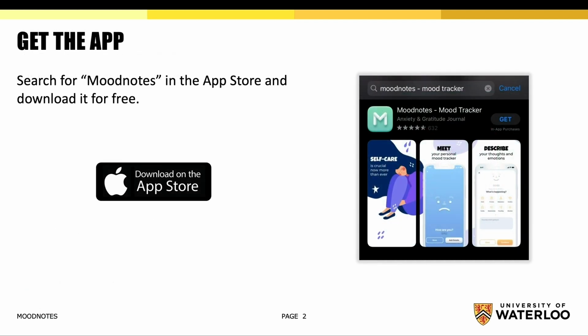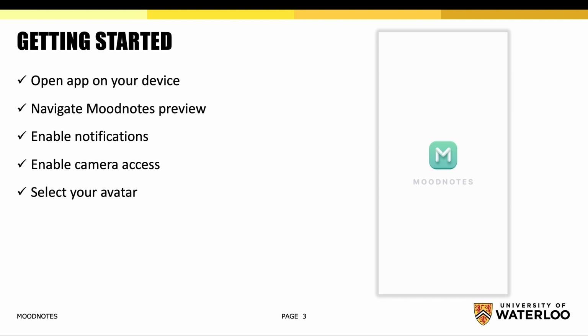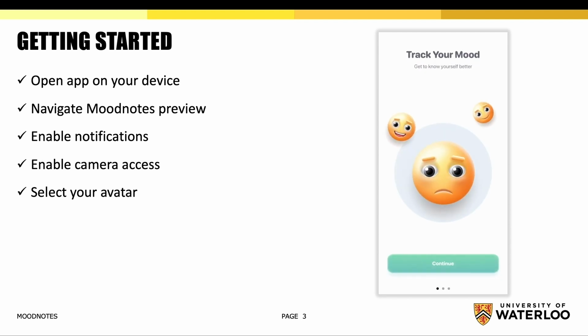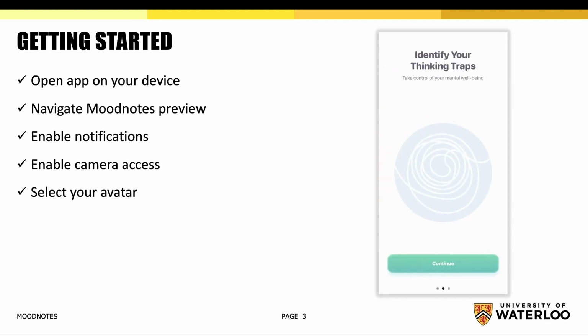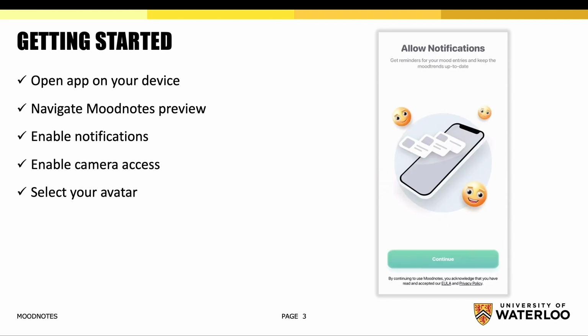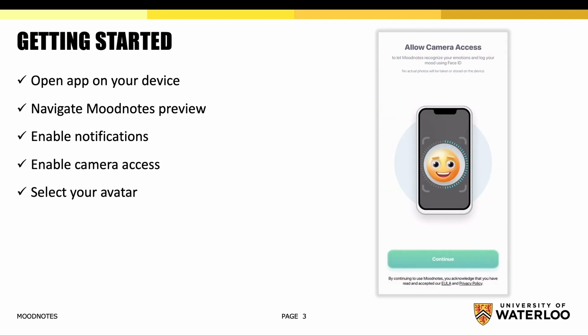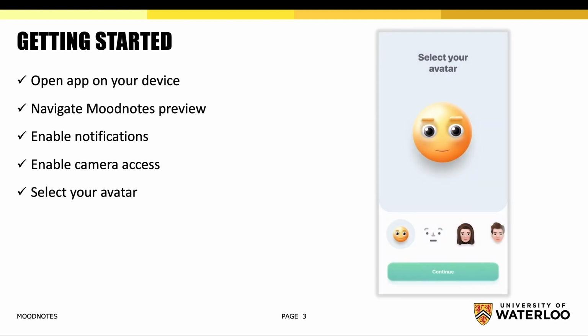To get started, head over to the App Store and search for Moodnotes. Then, download the app for free. Once downloaded, open the app on your device. You will first see a brief preview of what the app offers. After this, you may enable your notifications and turn on camera access. Once this is completed, you will be asked to select an avatar.